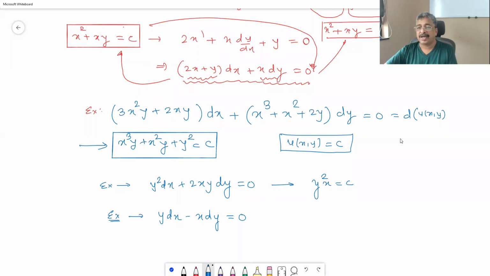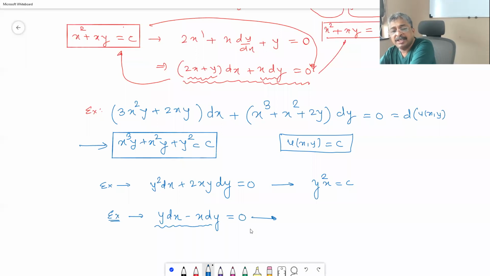Now understand what I am trying to tell you. This is an easy job for you because it is variable separable, homogeneous. Whatever way you want to solve it, you will be able to solve it. So solving this differential equation is not the question. The question is whether this differential equation is exact or not.